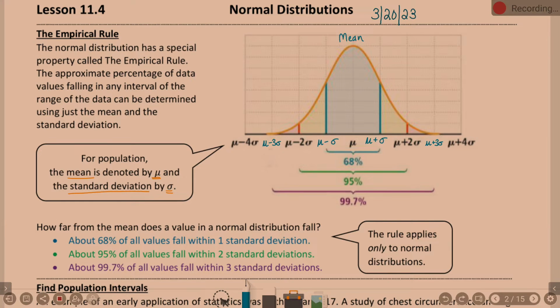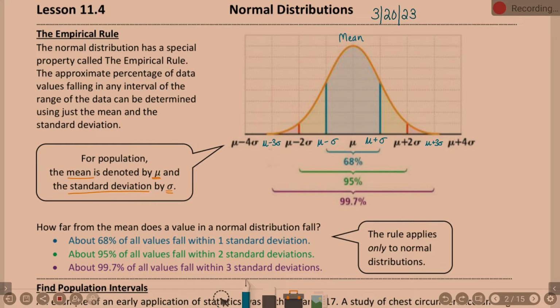Now, how this is important. By the empirical rule, on a normal distribution, or if you ever hear a teacher refer to a bell curve, this is also the idea of a bell curve, 68% of all the data fall within 1 standard deviation of the mean. And that is this piece right here. How far from the mean does a value in a normal distribution fall? So 68% of all values fall within 1 standard deviation. So if you take the mean and you subtract the standard deviation and add a standard deviation, all that information, 68%, will be in that range.